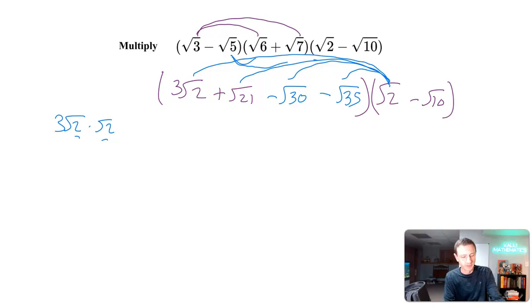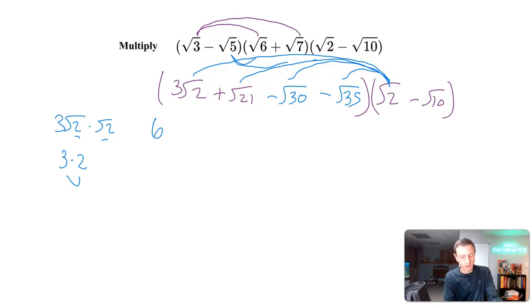A lot of side notes here. Radicals are interesting. So we end up with square root of 2 times square root of 2, which is 2. So 3 times 2, because when it comes out of the radical, it just becomes multiplication. So that's 3 times 2, which is 6. So that is going to be 6.